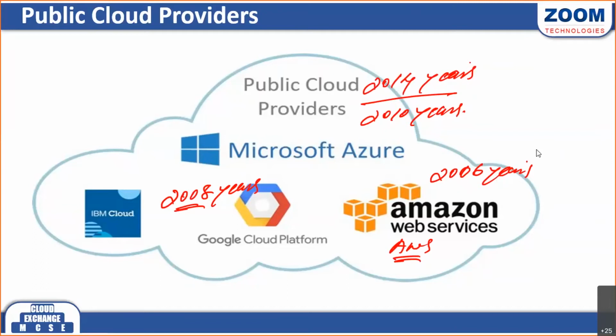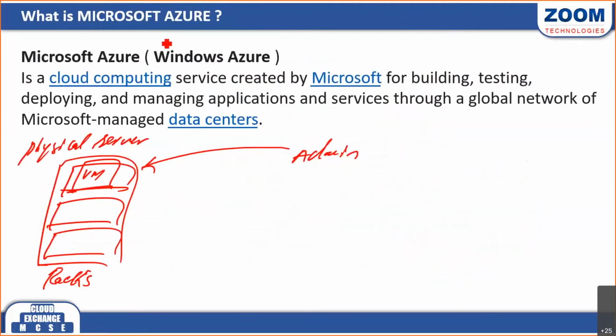Remember, this Microsoft Azure started in the year 2014. But in 2010, when Microsoft started, the service name was Windows Azure. In 2014, when Microsoft redesigned this service, Microsoft changed the name to Microsoft Azure. So previously the service was called Windows Azure, but now it's called what here?